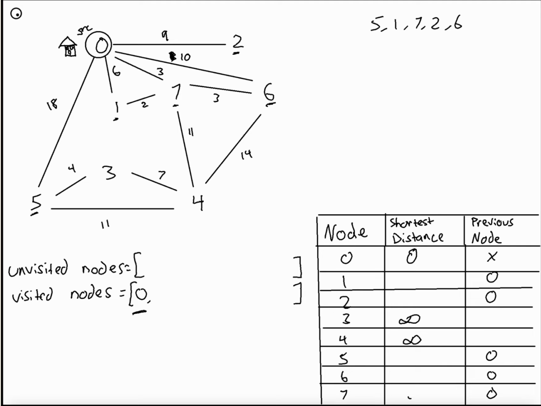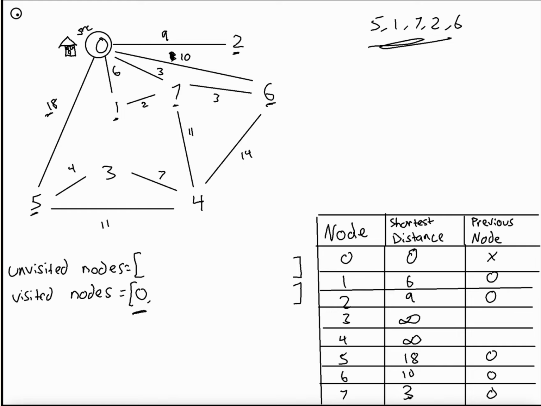Okay, so looking at these, we want to look at the edge weights of all of these. For 5, we've got a shortest distance of 18. For 1, we have a shortest distance of 6. For 2, we have a shortest distance of 9. For 6, we have a shortest distance of 10. And 7 is 3.